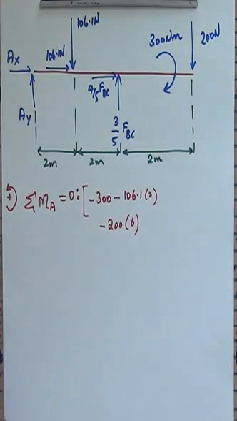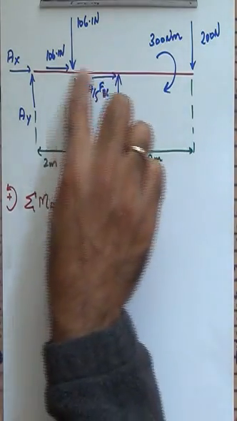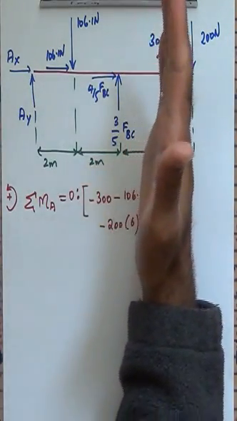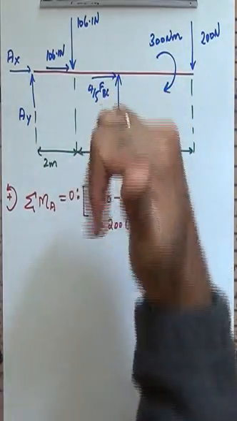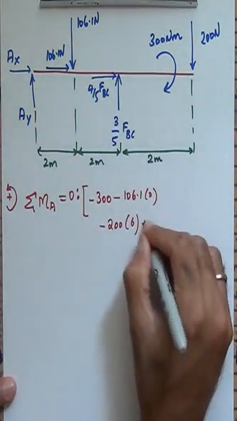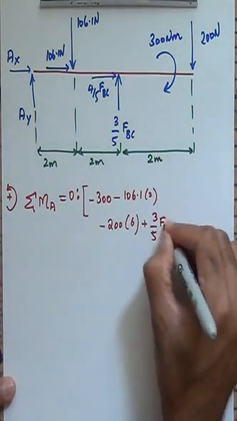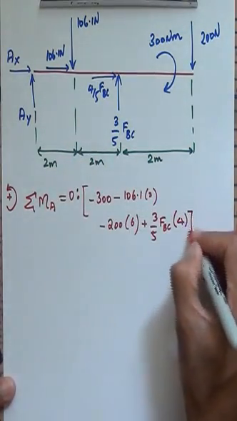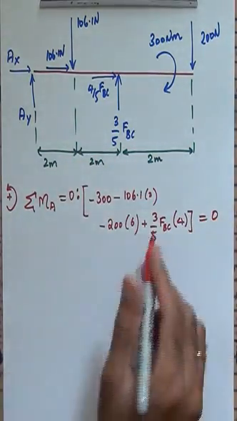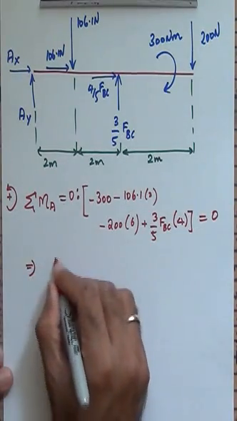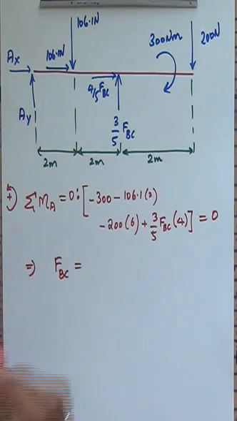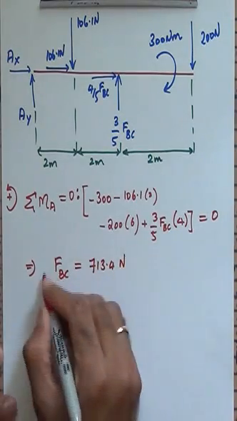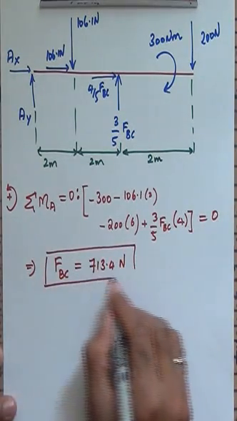And then you see the 4/5 FBC has a line of action passing through the point A, so that does not cause a moment. 3/5 FBC, right hand rule, curl your fingers, palm faces the point A, counterclockwise rotation. So this is going to be 3/5 FBC times a distance of 2 plus 2, 4 meters. All of this put together is equal to 0. I can solve for FBC. FBC will be approximately 713.4 newtons once I solve for this force.